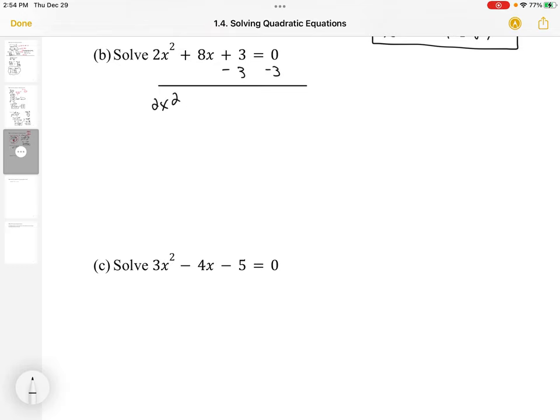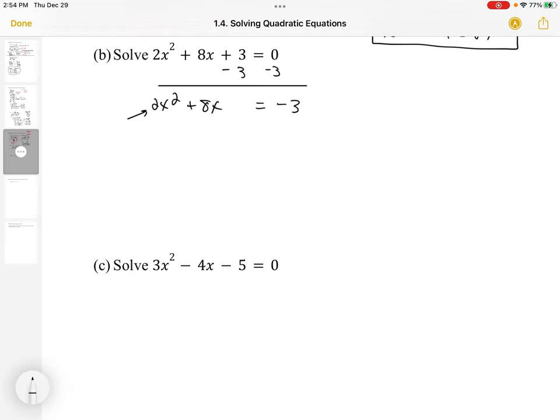We have 2x squared plus 8x equals negative 3. Now, notice we have a coefficient of 2 on our quadratic term. That is a problem because we cannot have a coefficient of 2 for our trinomial to be a perfect square trinomial. 2 is not a perfect square.